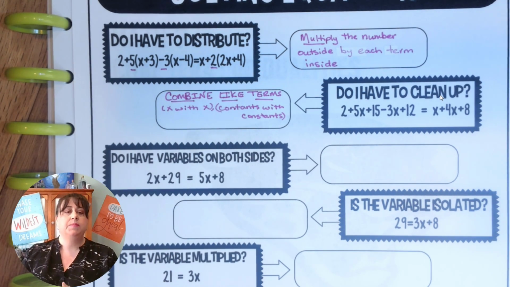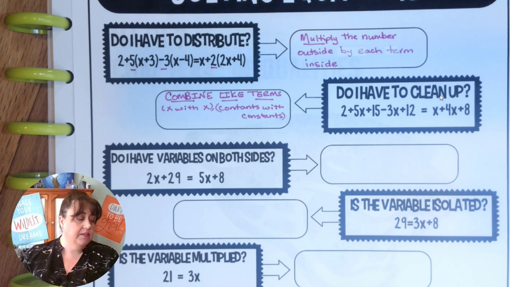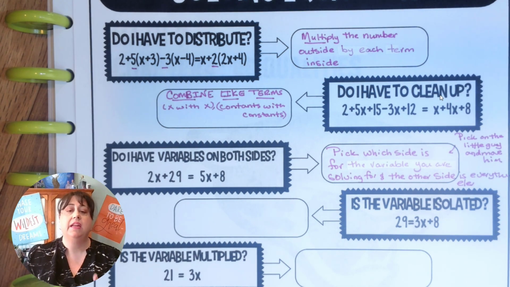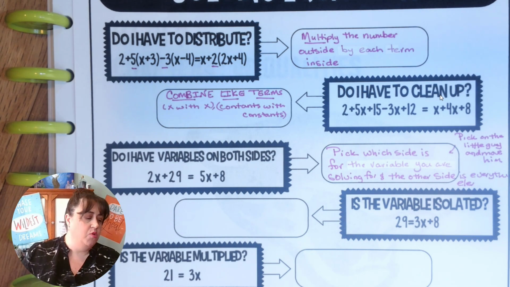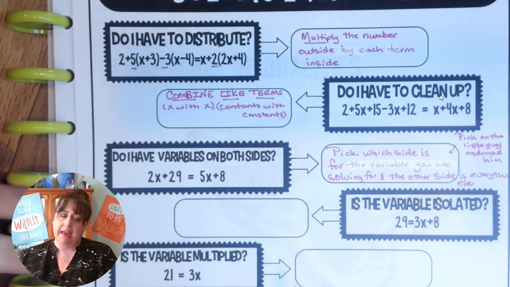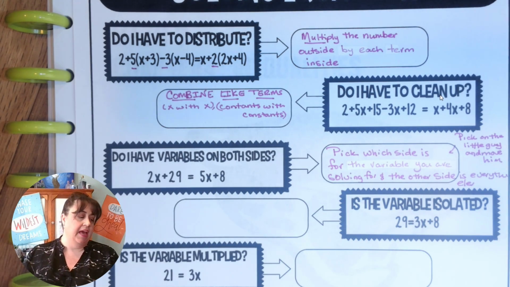You'll hear more about this, but do I have variables on both sides? So pick which side is for the variable you were solving for, and the other side is for everything else. Pick on the little guy and move him. Is the variable isolated? So that is the question you always ask yourself.